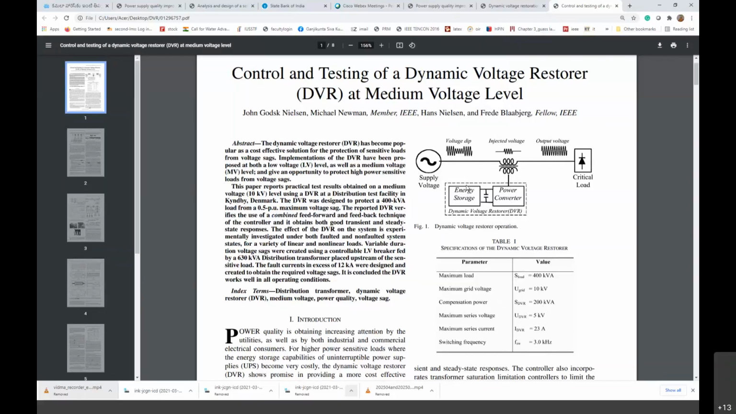Here they have used a battery. Between the energy storage and the capacitor, there will also be a converter connection.